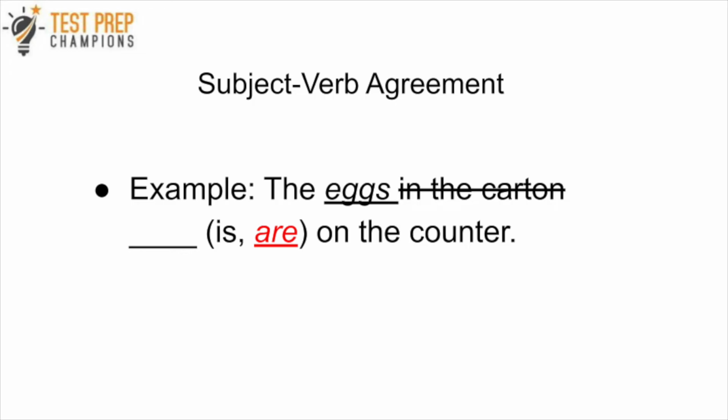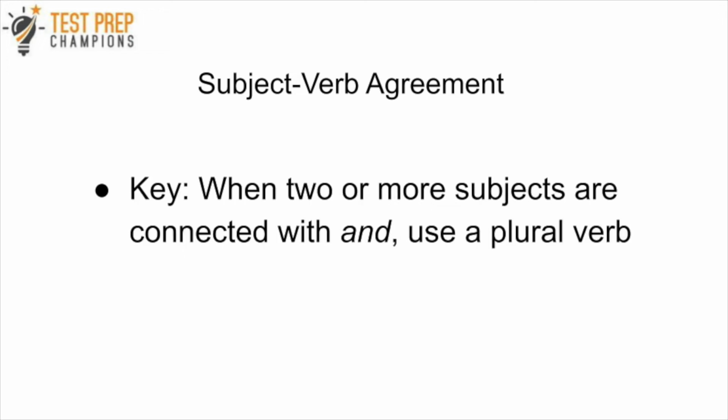And so we see that the word eggs is plural. So we've got a plural subject, therefore it's going to take a plural verb. So are is the correct answer, and the correct sentence should read, the eggs are on the counter. The next key point is that when two or more subjects are connected with the word and, use a plural verb. Make sense? Alright, you're up, pop quiz.